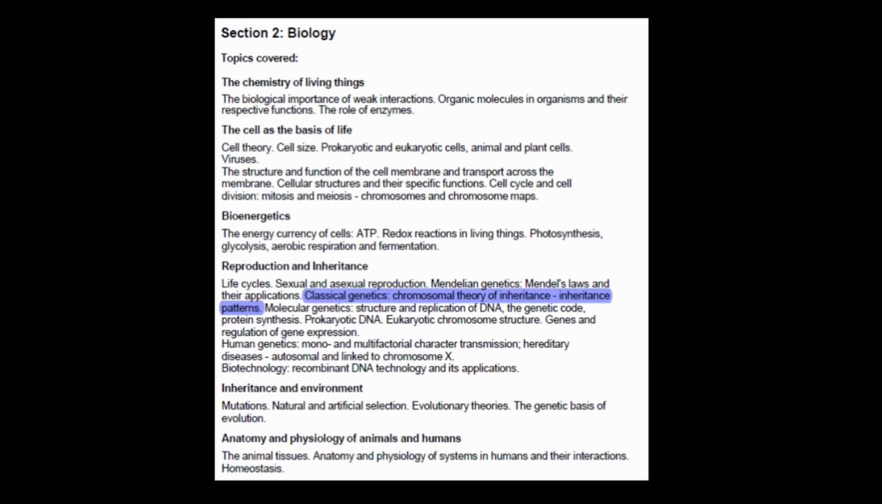And in today's video, we're going to continue to talk about reproduction and inheritance. More specifically, today we're going to take a look at classical genetics, which entails the chromosomal theory of inheritance, as well as inheritance patterns. And as I've mentioned in a previous video, we're going to take a look at Mendel's genetics and its modifications in present-day genetics.